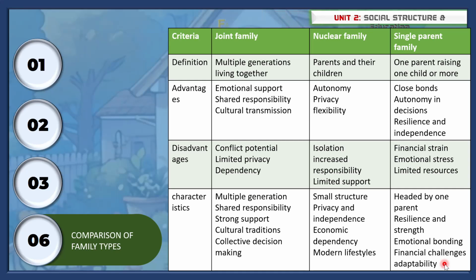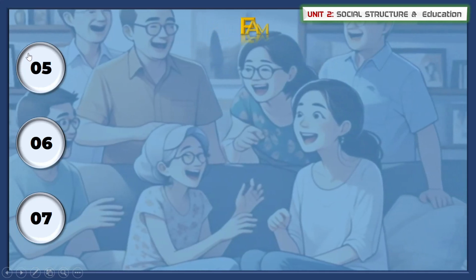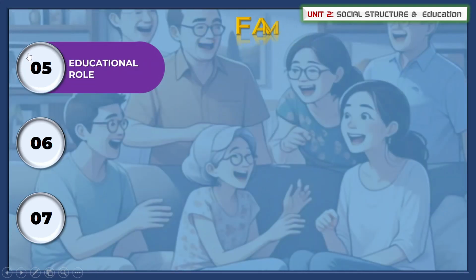You may get a question on this, so make a note of this. Moving on, the next concept we are going to learn is educational role of family. What are some life lessons any child learns from the family?